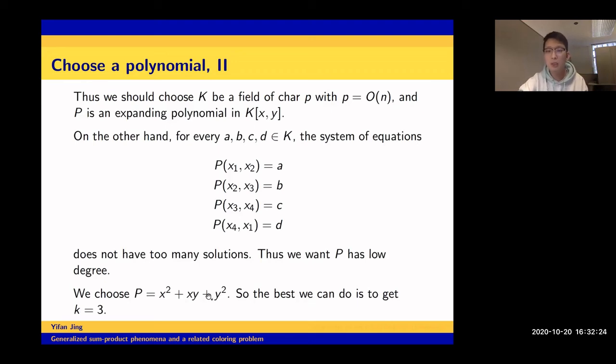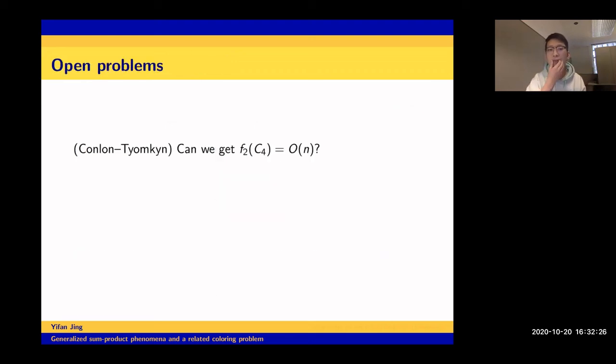Okay. And also there are some open problems, and this is my last page. One of them is, of course, the question asked by Conlon and Tompkins: can we get F2 for C4 to be linear? Currently, I think our method cannot give you anything when k equals 2. So maybe at least one more new idea is needed.